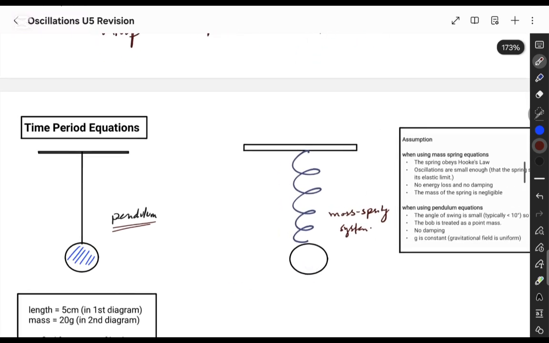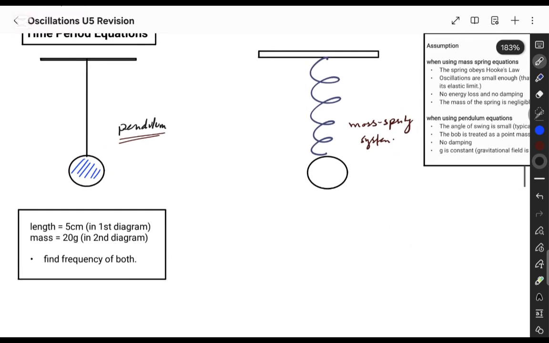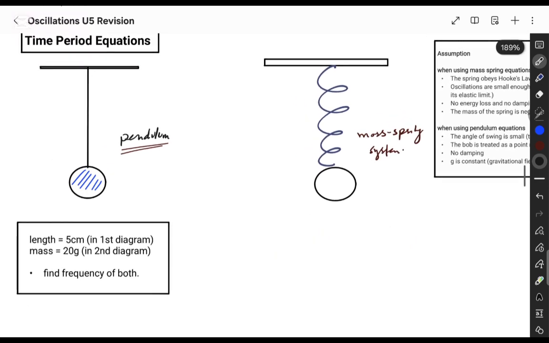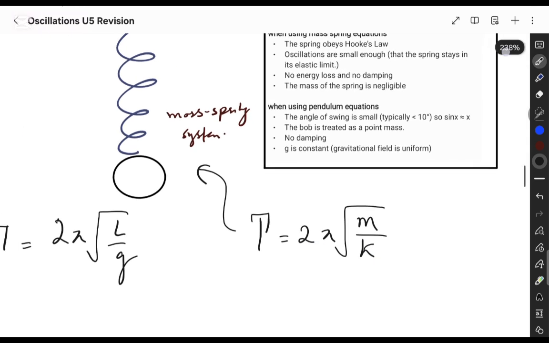First step is always identifying which system we are talking about, and sometimes they will even tell you in the exam. So first is identifying, second is you're going to use the equation of time period. The time period for a pendulum is going to be T equals 2 pi square root L over g. And the time period equation for a mass spring system is T equals 2 pi square root M over K, where this is the total mass and the total spring constant.